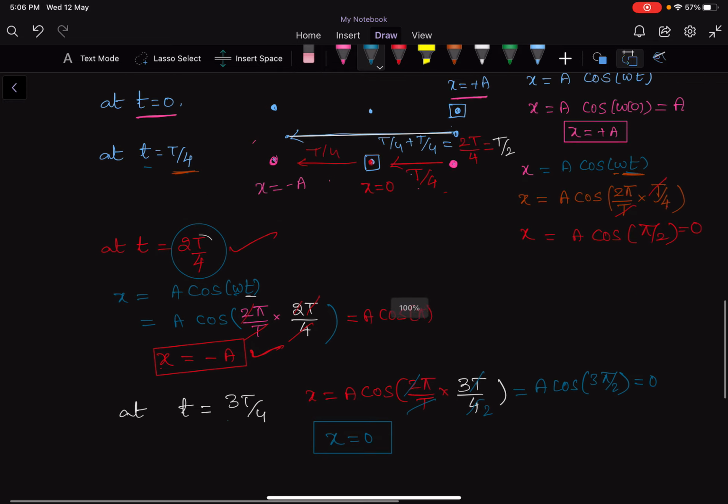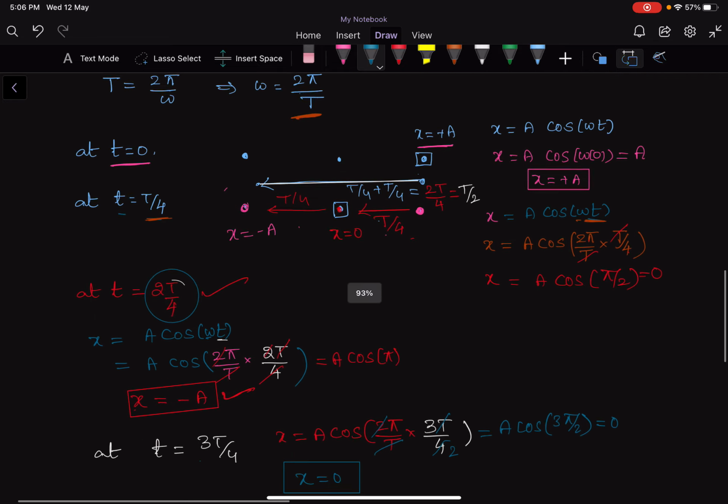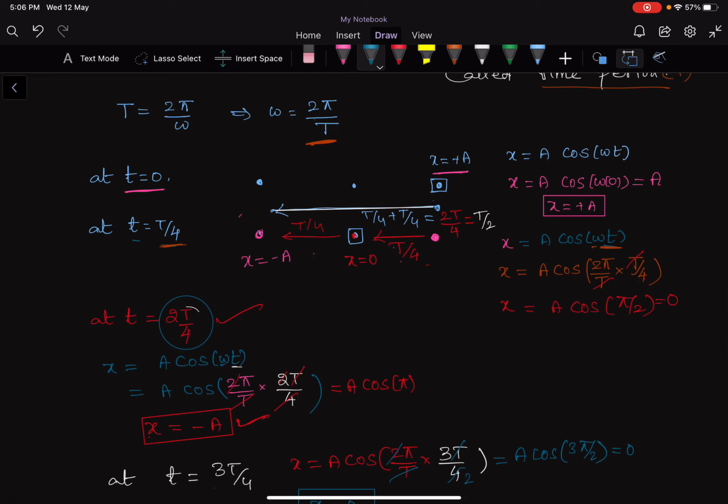After 3T by 4 seconds, x equal to 0 again. That means the particle moves from positive extremum to negative extremum to again x equal to 0. Okay, after how many seconds from the starting point? Here to here is T by 4, here to here is T by 4, and the time taken to move the particle from here to here is another T by 4. Total time is T by 4 plus T by 4 plus T by 4, which is 3T divided by 4.